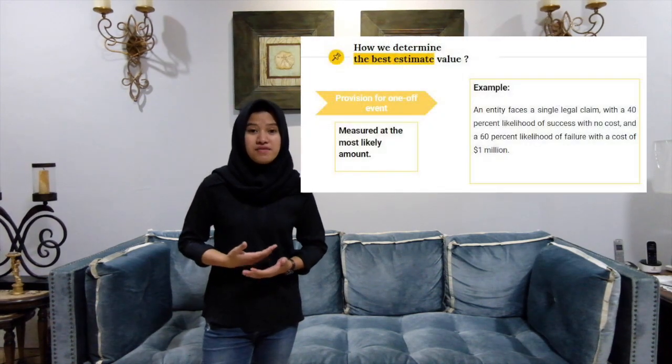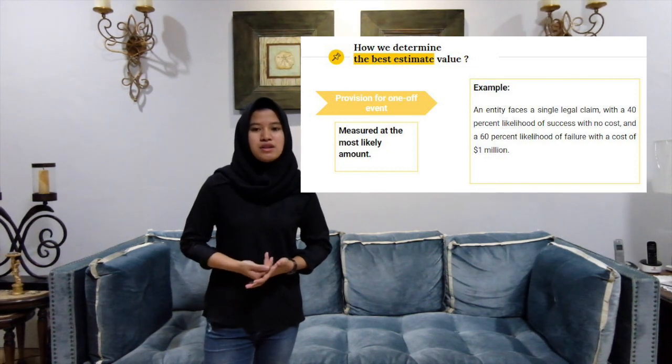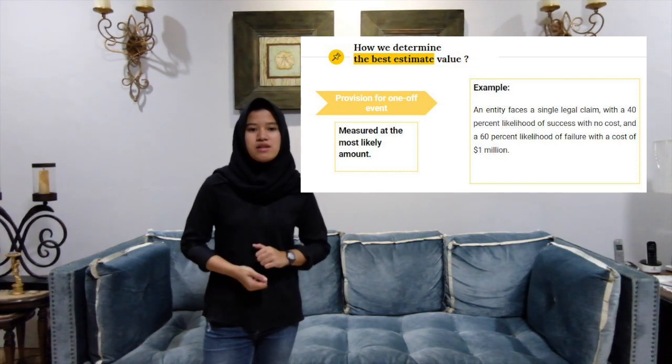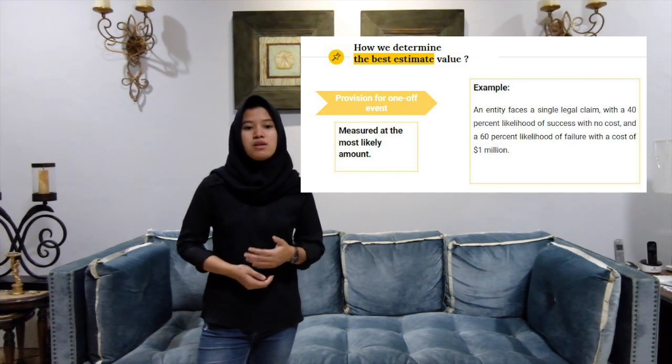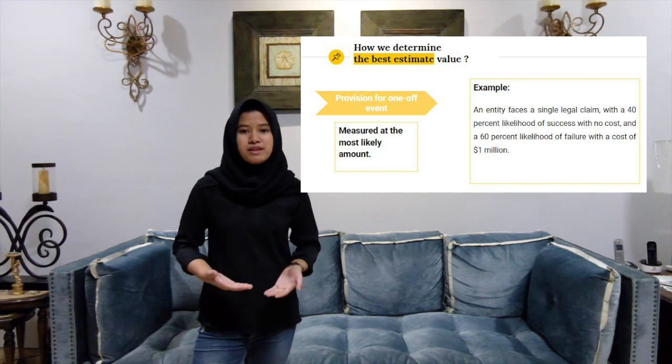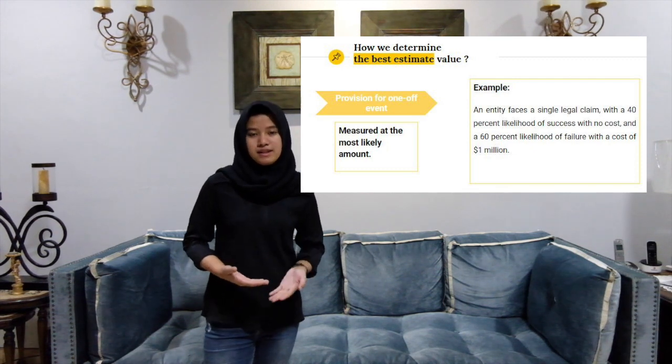The third condition is the provision for one-off events such as restructuring, environmental cleanup, settlement of a lawsuit, etc. This kind of provision should be measured at the most likely amount. Why? Because the individual most likely outcome, with the greater probability, may be the best estimate of the liability.